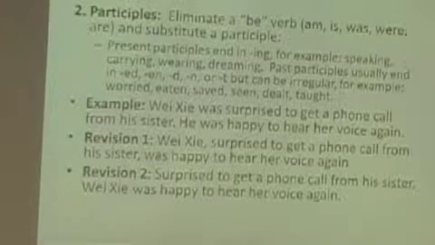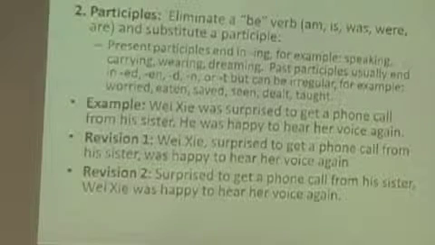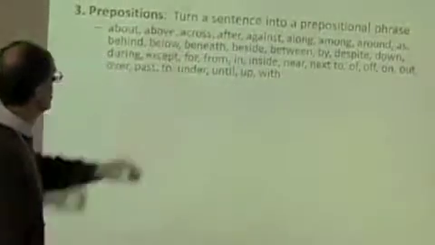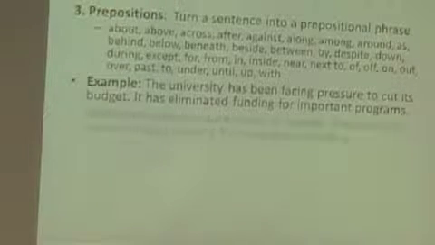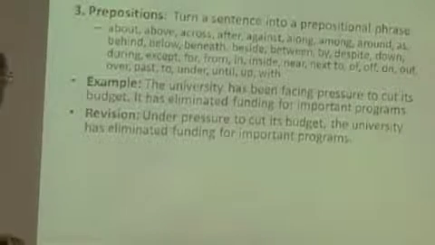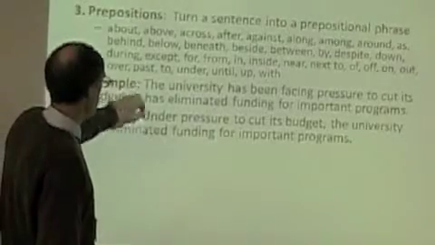And a couple more there: or, surprised to get a phone call from his sister, where she was happy to hear her voice. Also, you can turn a sentence into a prepositional phrase. Again, that's just a technical way of saying that you can use a bunch of these different words to link the sentences together: about, above, across, after, and all that kind of stuff. So: the university has been facing pressure to cut its budget and has eliminated funding for important programs. Under pressure to cut its budget, the university has eliminated funding for important programs. Again, you get rid of the it here.